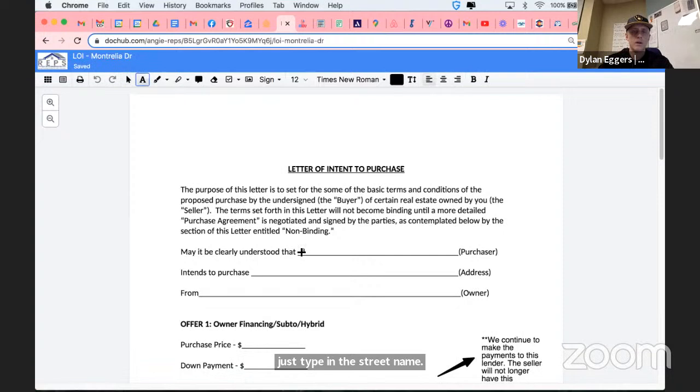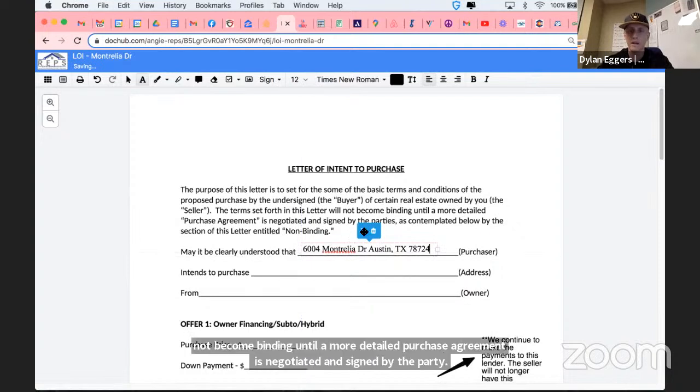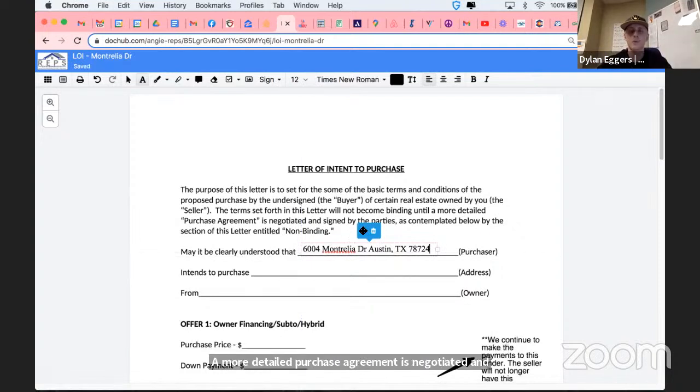Now, if you guys want to read this, it says the purpose of this letter is to set forth some basic terms and conditions of the proposed purchase by the undersigned, the buyer, of certain real estate owned by you, the seller. The terms set forth in this letter will not become binding until a more detailed purchase agreement is negotiated and signed by the parties. So this is a non-binding offer, basically just a mock offer is what I like to say.